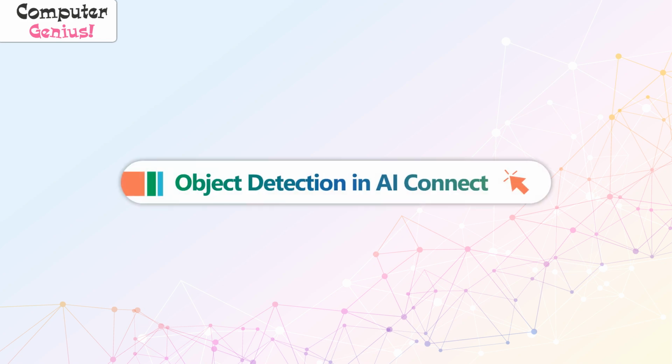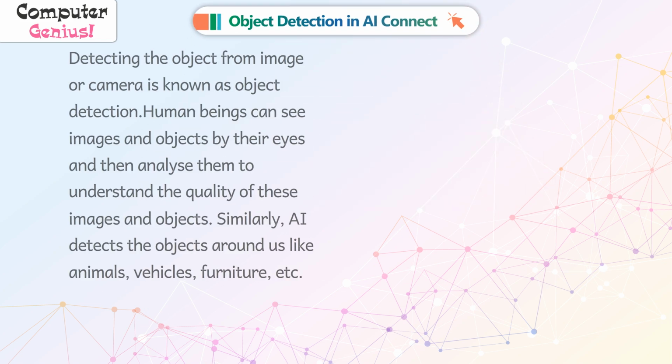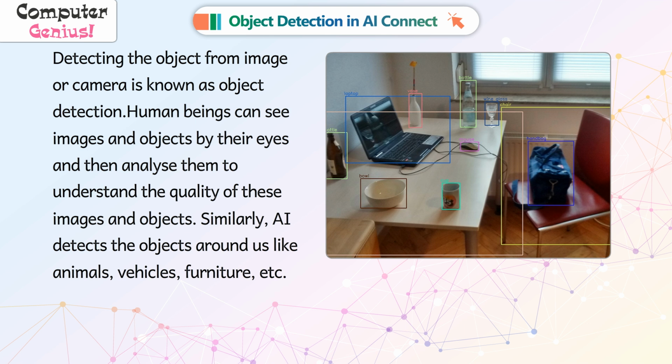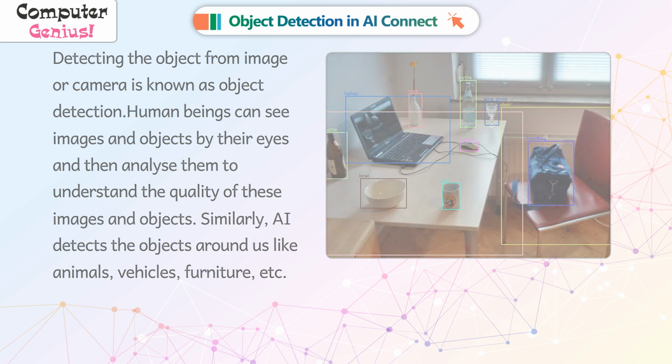Object detection in AI Connect. Detecting the object from image or camera is known as object detection. Human beings can see images and objects by their eyes and then analyze them to understand the quality of these images and objects. Similarly, AI detects the objects around us like animals, vehicles, furniture, etc.